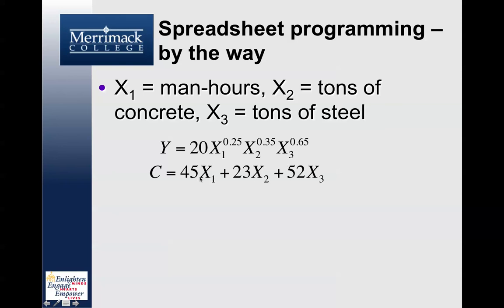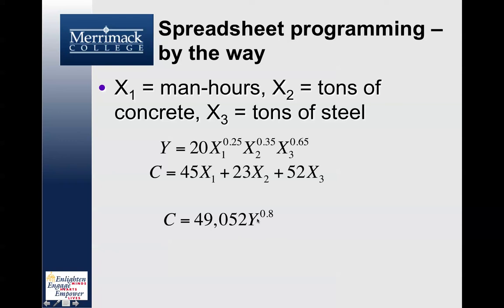And let's say that I know that the union wages are $45 per man hour, $23 per ton of concrete, $52 per ton of steel. I know these numbers are not correct. Okay, I'm just making them up. But the idea is, remember, we could find the optimal cost function. The marginal production for X1, X2, and X3, the marginal cost for those same 3, and then combine them. Remember that, and we could combine them to come up with an optimal cost function.